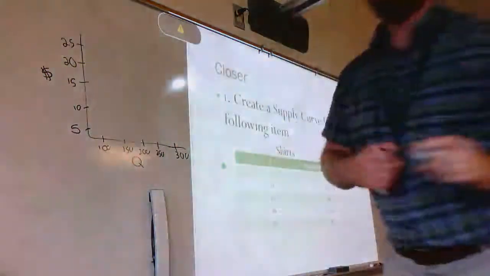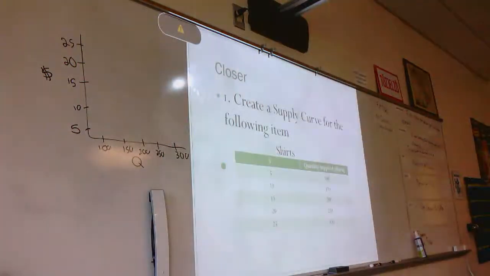All right, so first off, let me just double check real quick that you can see this chart that I'm doing. Yeah, that looks good. One moment.